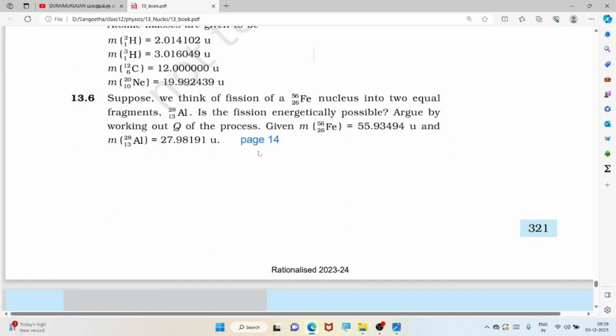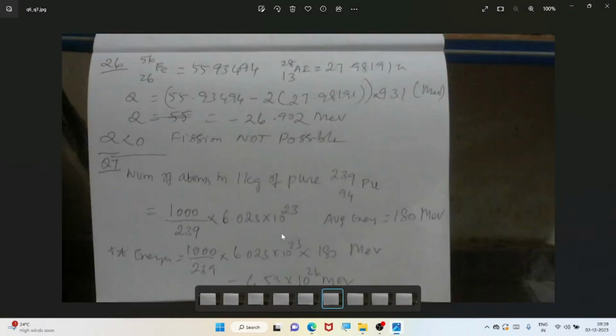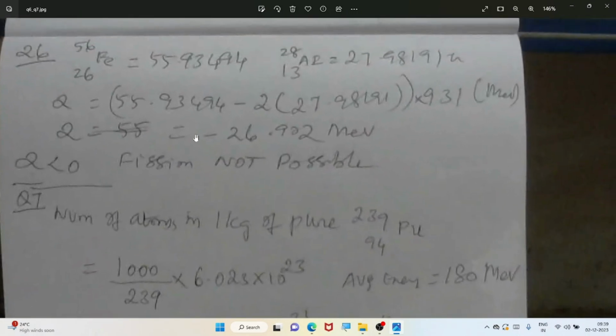Suppose we think of a fission of a nucleus into two fragments. Is the fission energetically possible? Argue by working out the Q value. So this is broken into two fragments. Okay, this minus 2 into this energy. So this is negative, so that fission is not possible. This energy is more than this energy.